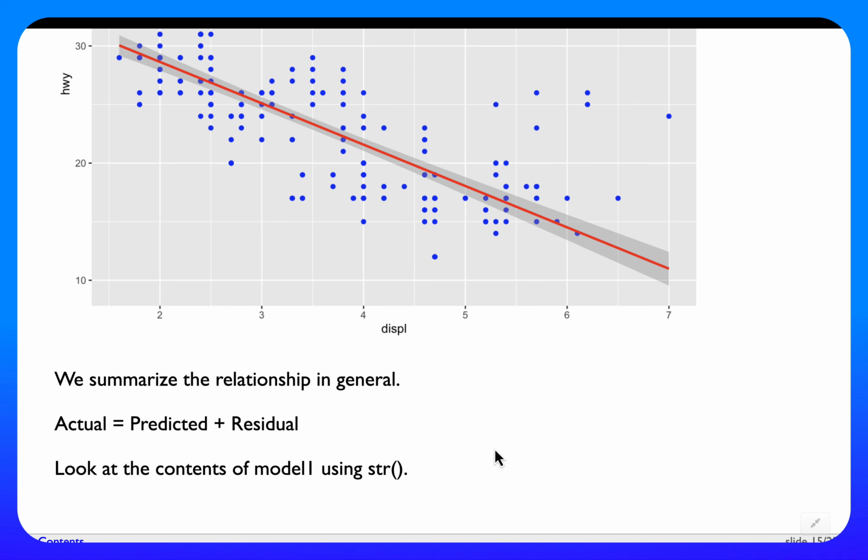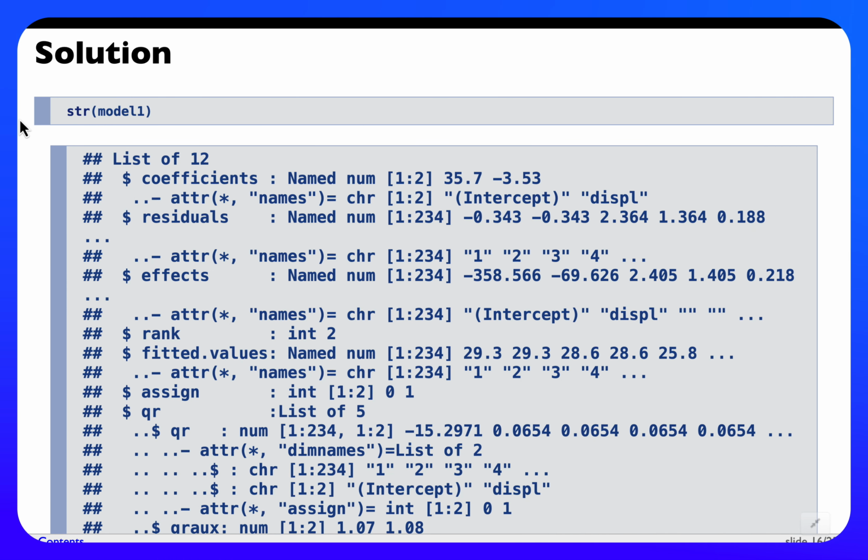Okay, you're back. So let's look at the results. Here's the structure of Model 1. And you see that the lm function really produces a fairly complicated object whenever you run it. And look at some of the things that are in it.